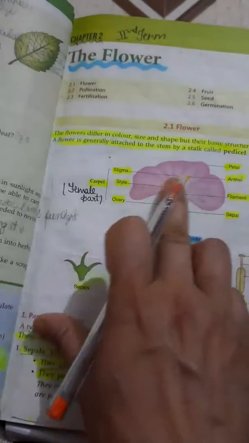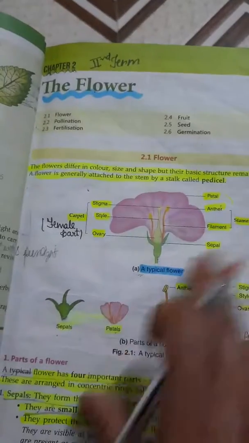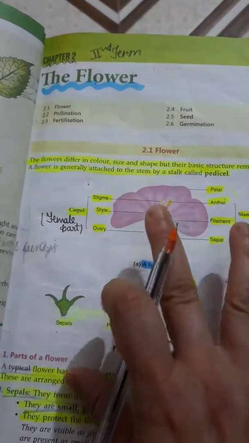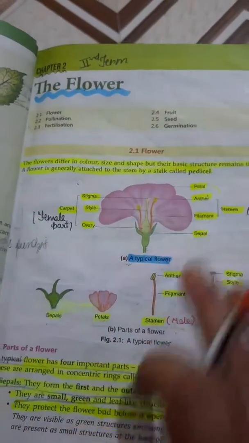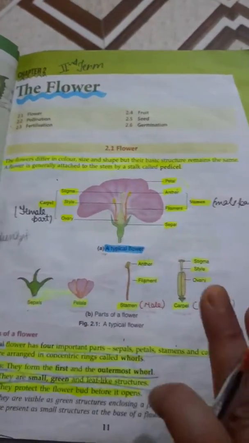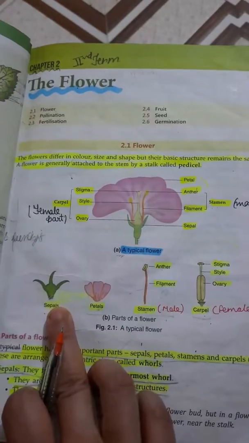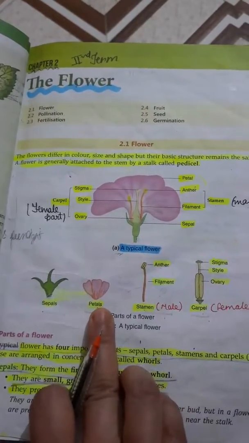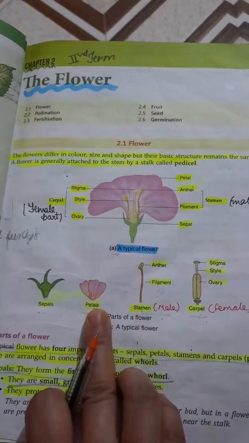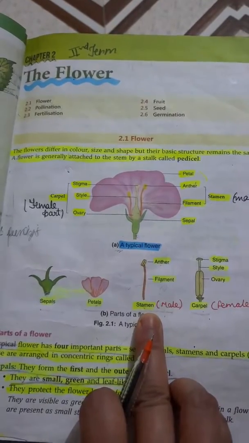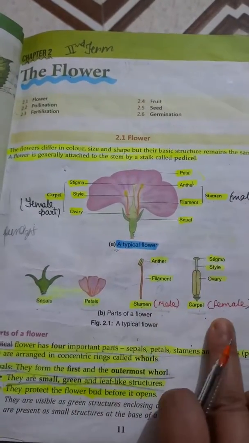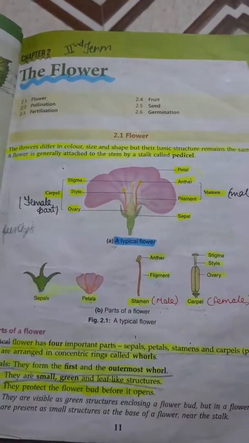So we have studied the structure of the flower, and you should know how to draw the structure and label it. So basically all the flowers have the same basic structure. They are divided into 4 whorls mostly. First one is the sepal, that is the green part. Second is the petal, which is large, showy and attractive. Third is the stamen, which is also known as the male part. And fourth one is the carpel, which is known as the female part.